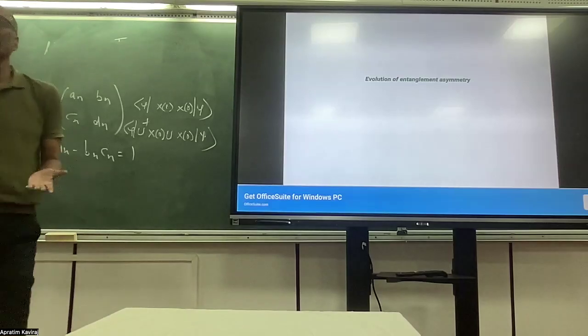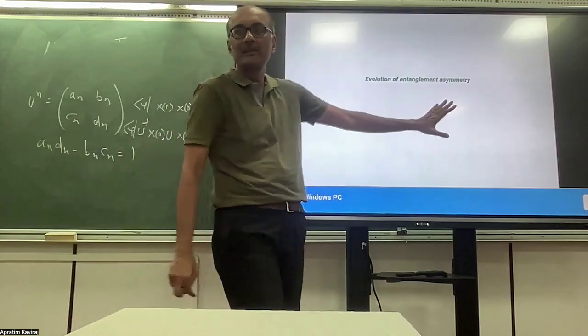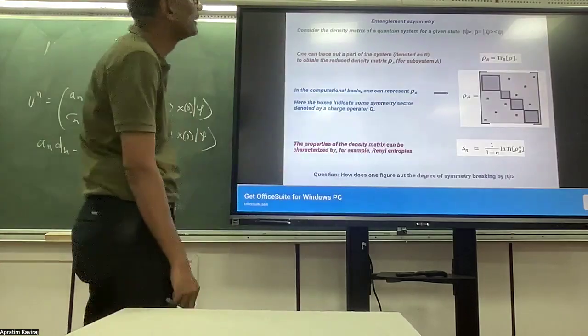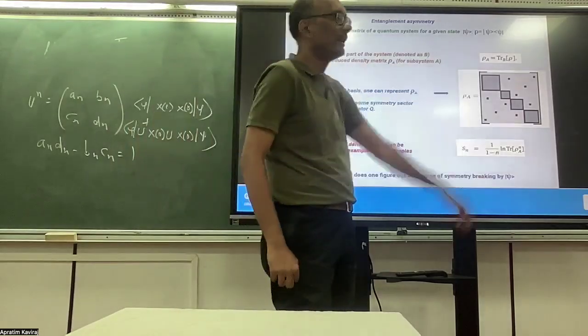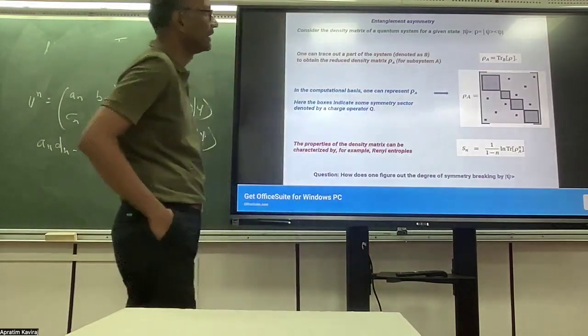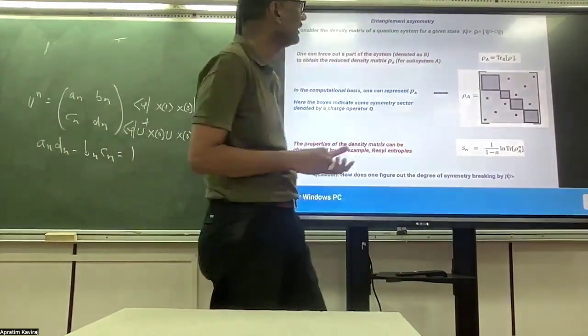Okay, so now I'm going to just talk about this evolution of entanglement asymmetry. First, let me define this quantity and why people have been working on this. So when I consider a quantum system, I can write down a density matrix, which is given by the outer product of some wave function. This can be the ground state or any other thing.